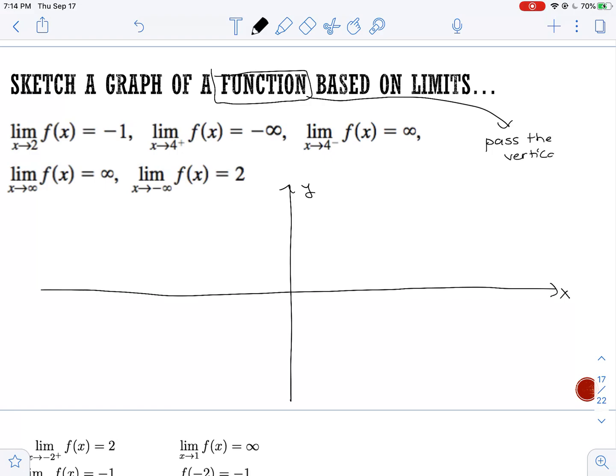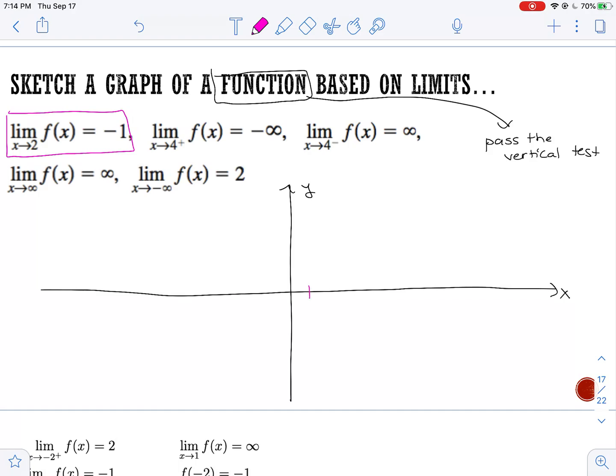But when you're done, it has to be a function. What does it mean to be a function? Well, that means it has to pass the vertical line test, meaning that every x is only going to have one y partner. So when you're done, if it doesn't pass the vertical line test, then you connected some pieces wrong, and you're going to have to redraw it. So let's go through this.